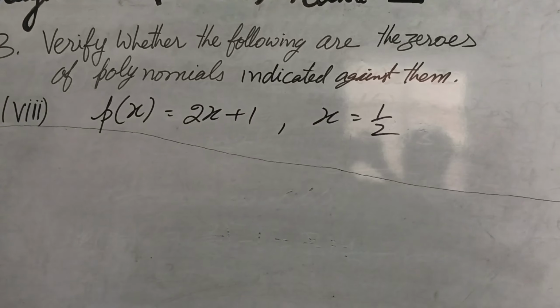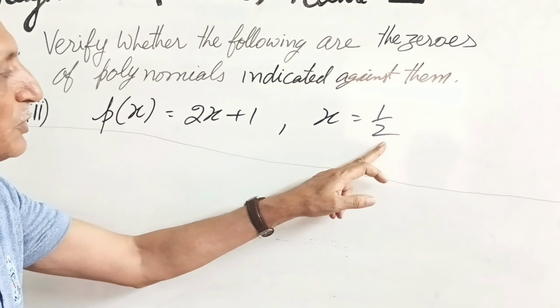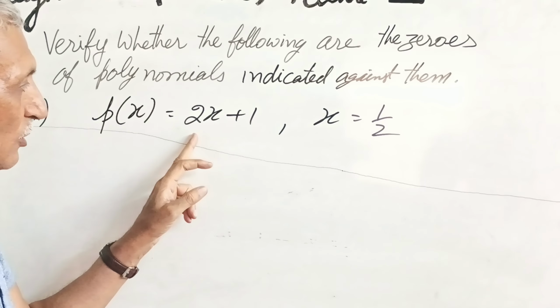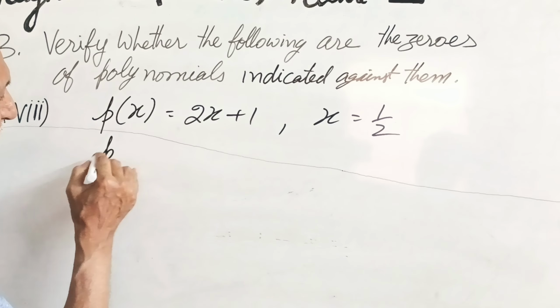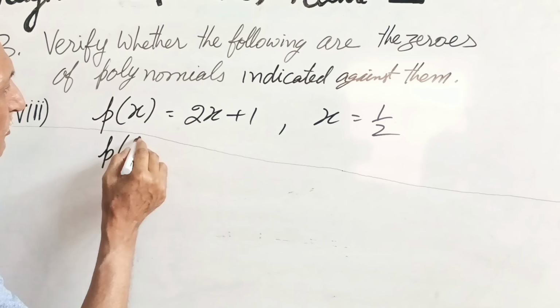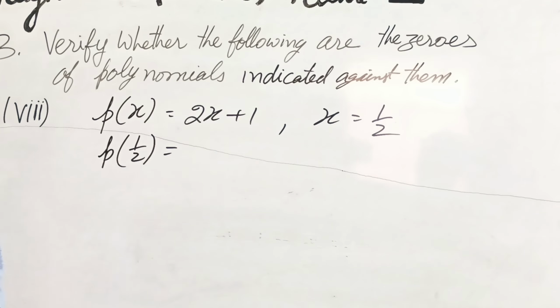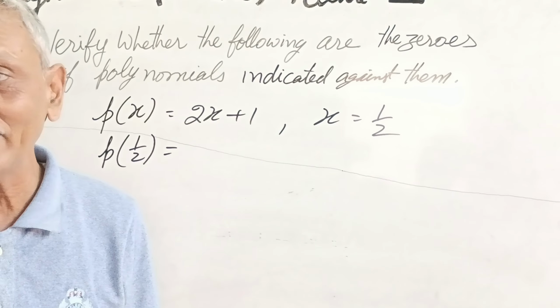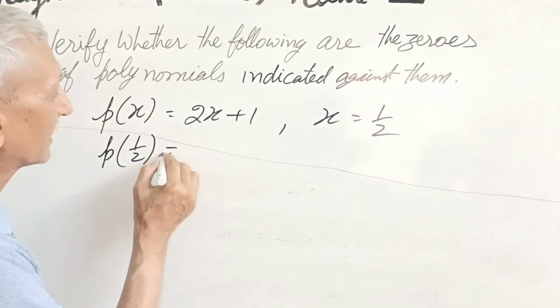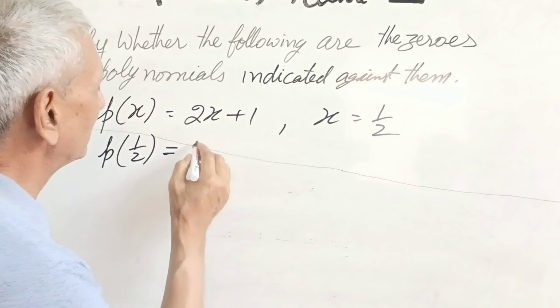Part 8. This is the polynomial and we have to check whether this 1 upon 2 is the 0 of this polynomial. Let's check. अब तो आपकी बहुत प्रैक्टिस हो गई. एक्चुअली ये तो आपको करना चाहिए. ऐसा करो फटाफट ना, ये वीडियो को यहीं पे पॉज कर दो, आप सॉल्व करके बाद में देखो कि आप कर पाए सही से या नहीं.